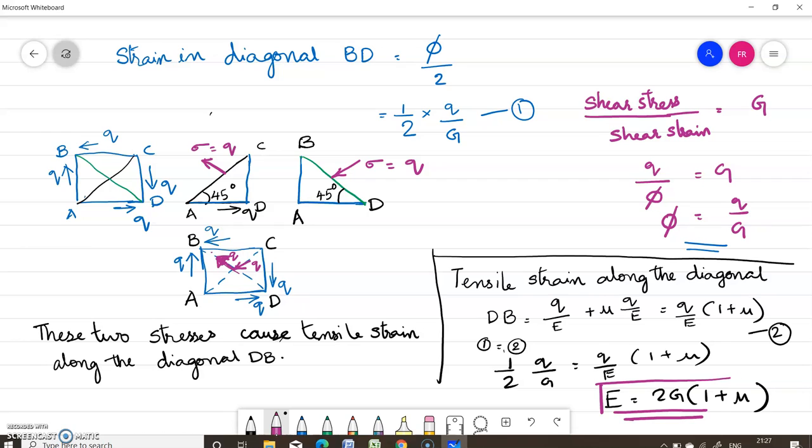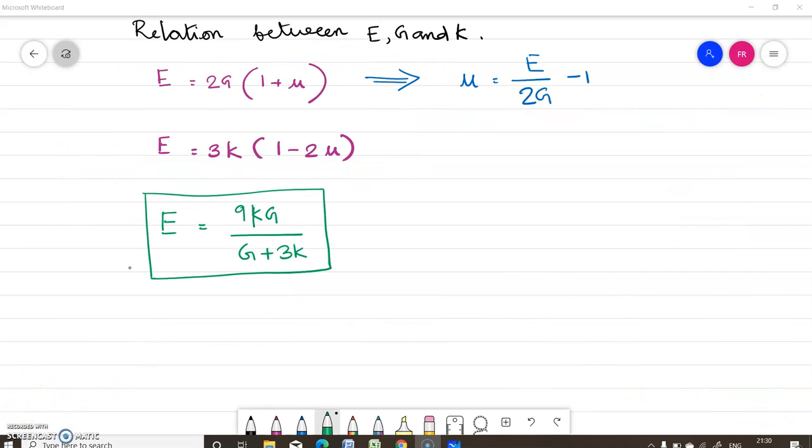You have to learn this equation by heart. Okay. So you have got the relationship between E and G and E and K. So we can establish a relation between E, G and K. E equal to 2G into 1 plus mu. From this you write mu equal to E by 2G minus 1. So you will get the relationship E equal to 9KG by G plus 3K. Okay. Thank you.